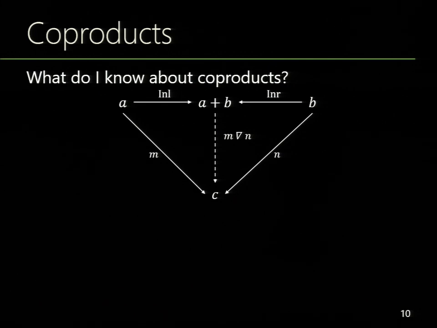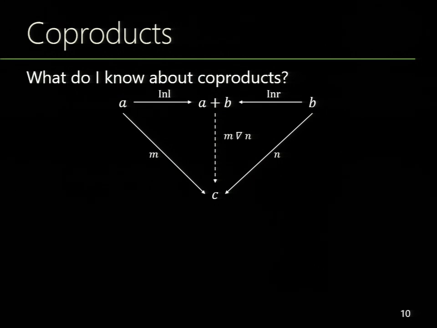I know that A plus B is a coproduct of A and B if, on the one hand, I can stick A's and B's into A plus B. And on the other hand, if I have behavior from A to C and from B to C, I can put that together with this operator to build something that goes from A plus B to C, right?